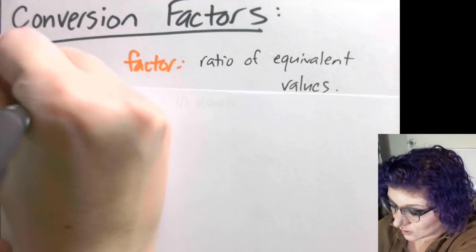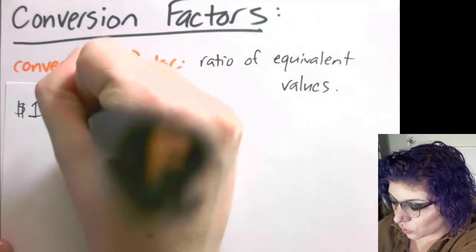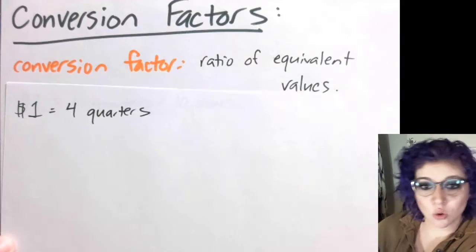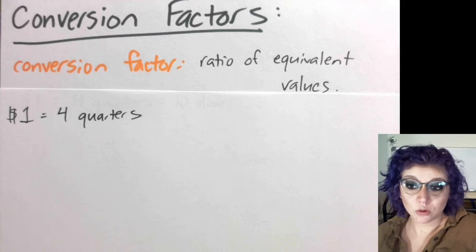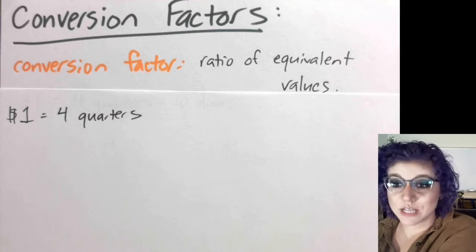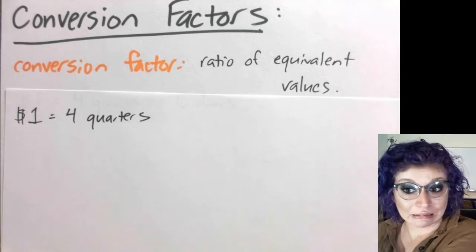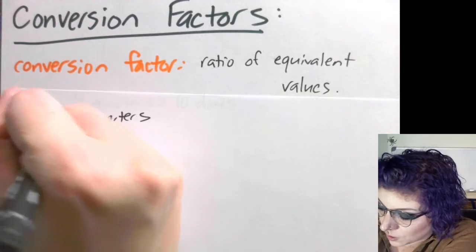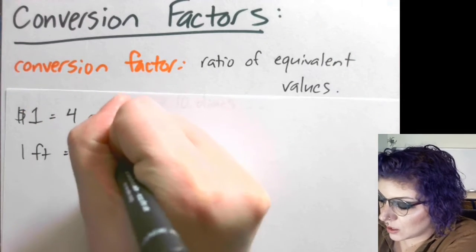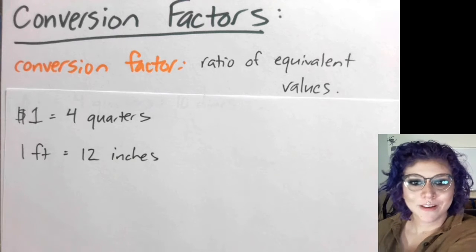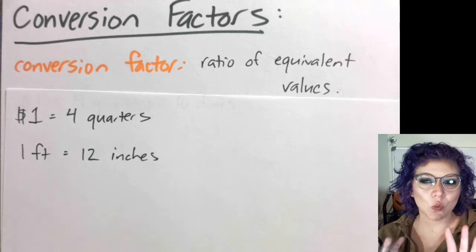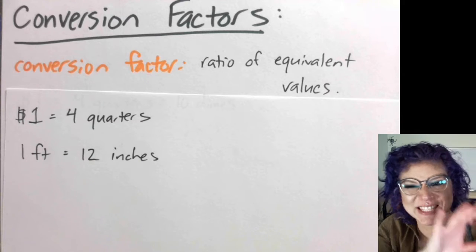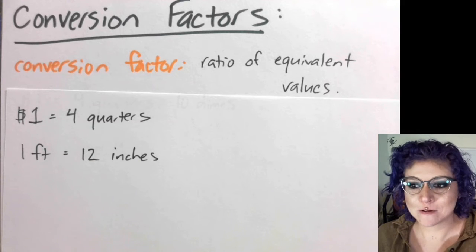$1 equals 4 quarters. You're also familiar with another type of conversion factor for length. So you know that 1 foot has 12 inches. So again, y'all are already familiar with this stuff. We're just gonna apply it more to the science realm now.